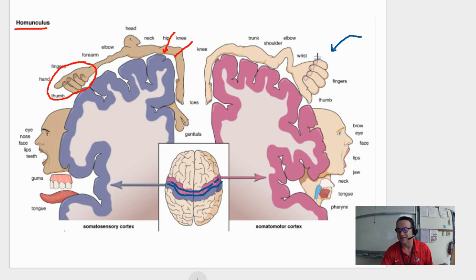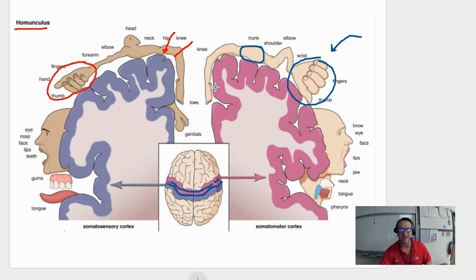Once again, you can see the hands have a very large area in the primary motor cortex because you're using your hands all the time. You're using them to text, to type, to throw things, to hold things. Look at your trunk, basically from your neck all the way to your waist. Very little of the primary motor cortex is devoted to the trunk, because what do you do with your waist other than sit-ups? You don't do much with it.